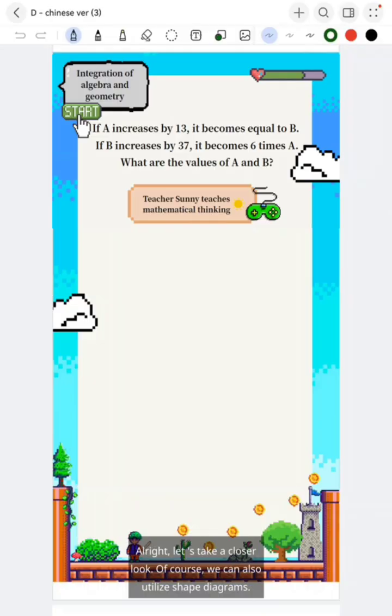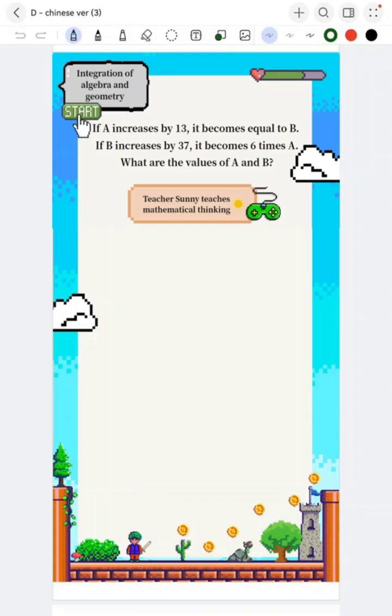Of course, we can also utilize shape diagrams. Previously, Teacher Sunny specifically mentioned drawing diagrams for key points, right? So, if it's exactly 6 times a particular value, we can certainly solve it according to this multiple, can't we? Today though, Teacher Sunny will demonstrate another method. Basically, the underlying concept is precisely the same, just in a slightly different form. So we'll still use this shape. Let's use the diagram to solve the problem.